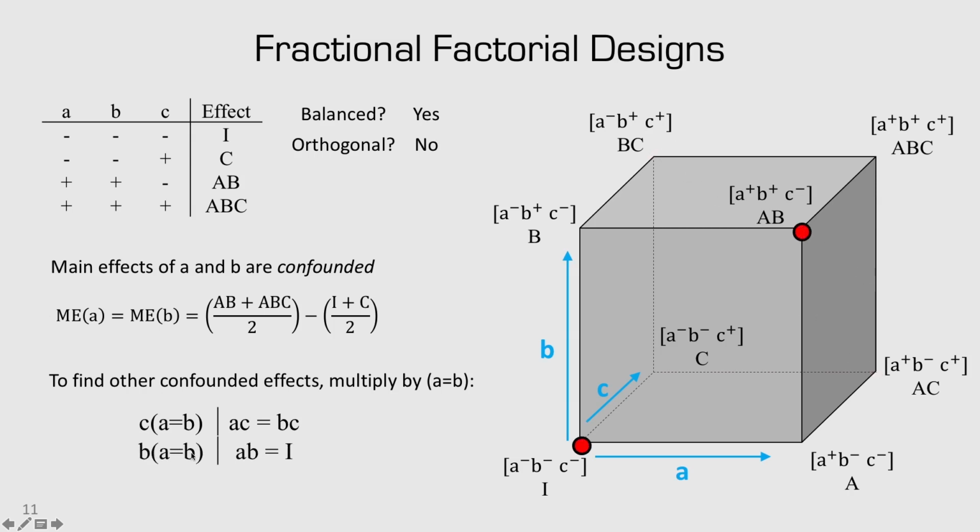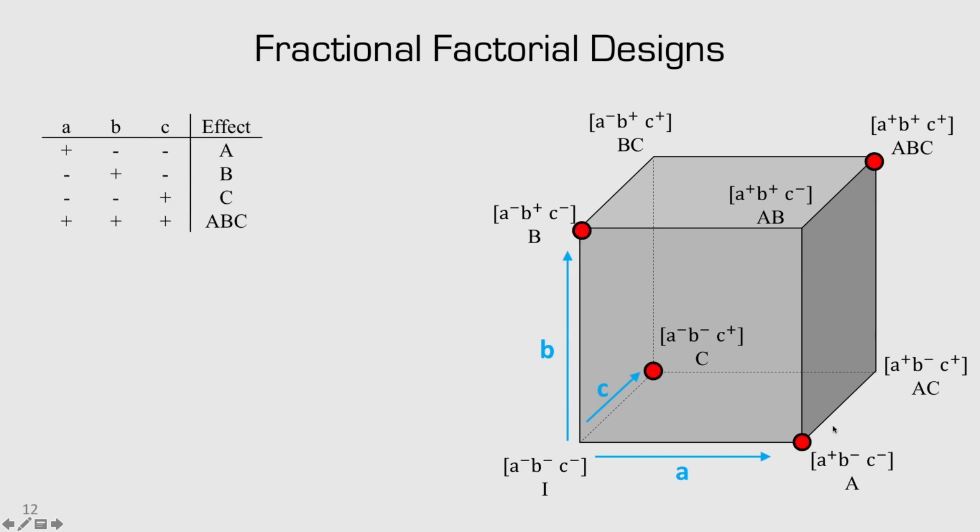When you multiply B times A equals B, you get AB. And when you have two terms that are the same, B times B in this case, those cancel and you get I. When you multiply AC times A equals B, the A's cancel and you get C equals ABC. So the ABC term is confounded with the C term.